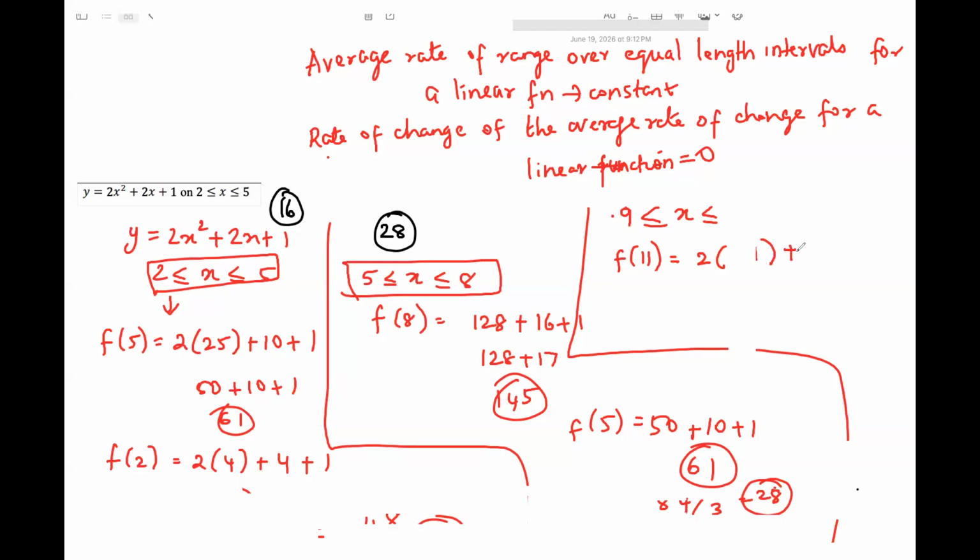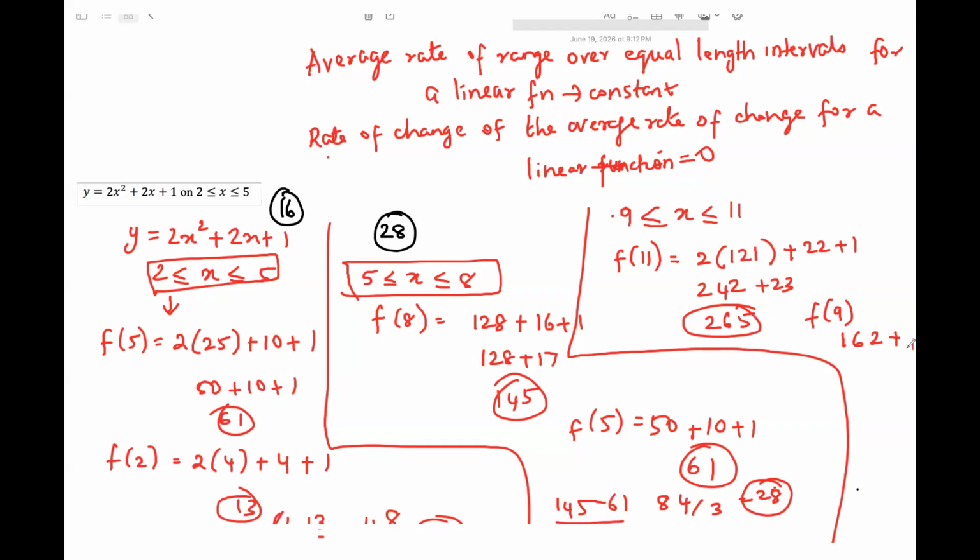121 plus 2 times 11, 22, plus 1. So this would be 121 plus 23, 5. If I make a mistake, you can tell me, guys. 265, and then f of 9: 9 9s are 81. 81 times 2 is 162, plus 9 2s are 18, plus 1, so that is 19. So I'm going to add 162 and 19, 181. So that's good. So rate of change will be 265 minus 181 by 3.